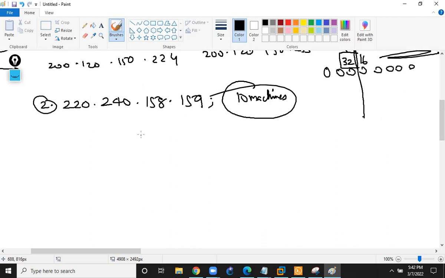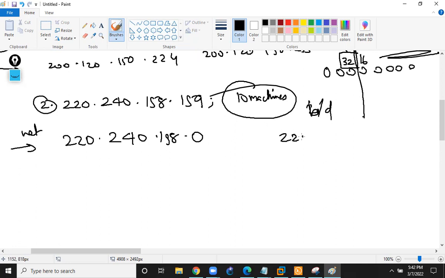16 is the block size. If you have done the question, you would understand. I will be telling you the answer: 220.240.158.0 is the first network address, or the subnetwork address. Now the broadcast address will be 220.240.158.15. It's not 198, it's 158.